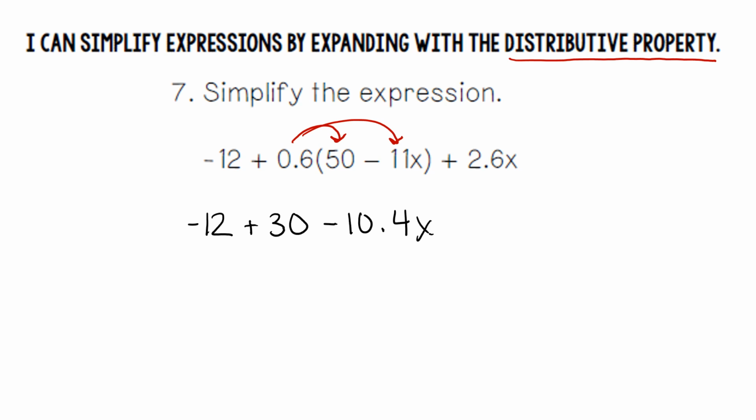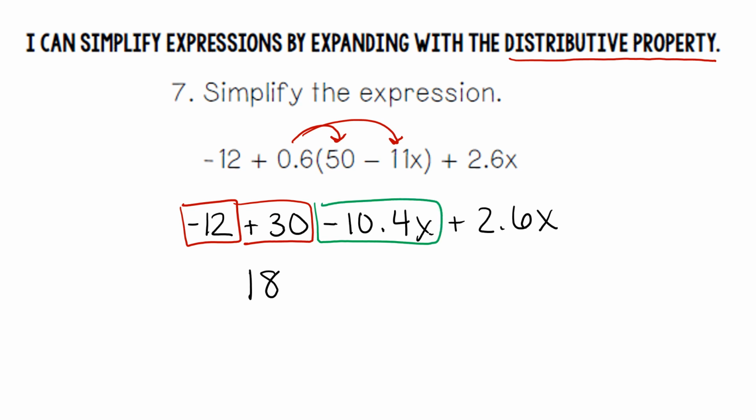Make sure you keep the x value with that problem. The plus 2.6x can stay at the back because it's not part of the parentheses. Our last step is to combine our like terms. We can combine the whole numbers, the negative 12 and the plus 30. Negative 12 plus 30 is going to give us a positive 18. We can also combine the x values, the negative 10.4x plus the 2.6x. And we end up with an answer of negative 7.8x. Keep that x variable with your problem.